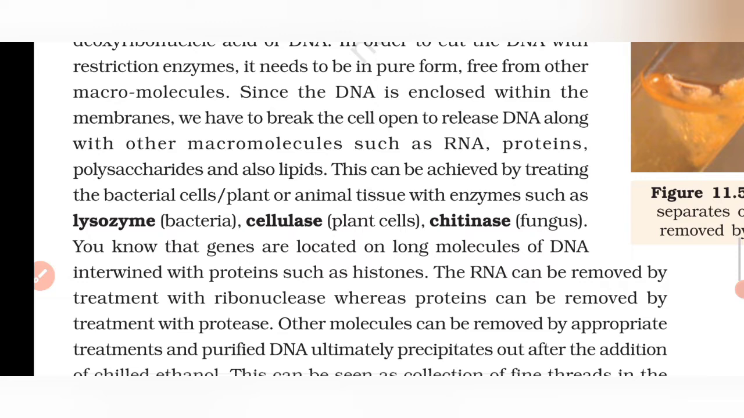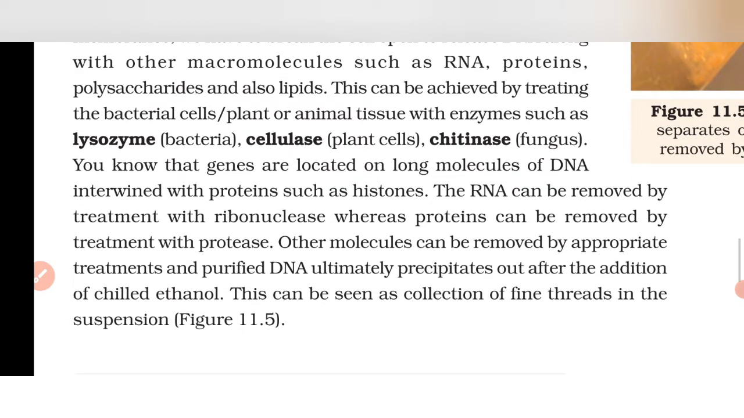In case of animals, they don't have cell wall, so they have not mentioned the enzyme here. But in case of fungus, we use chitinase because fungal cell wall is made up of chitin. So to digest that chitin, we use chitinase to break open the cell. Finally, after breaking open, macromolecules which come out are DNA, RNA, proteins, lipids, carbohydrates, and many other things. You know that the genes are located on long molecules of DNA intertwined with proteins such as histones.